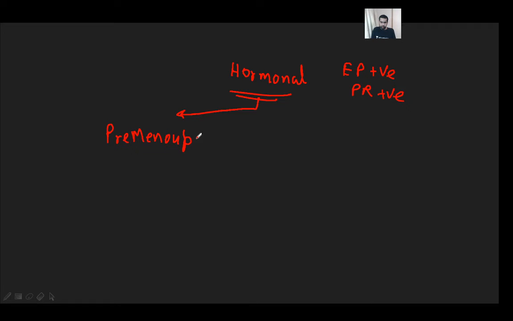Another very, very important thing which you need to understand is, when will you start the patients on hormonal therapy? Hormonal therapy is started if the patients are ER positive or PR positive. Now, if the patient is premenopausal, and if the patient is postmenopausal.